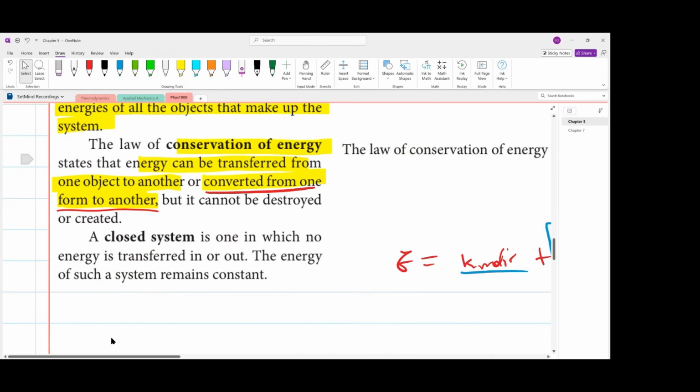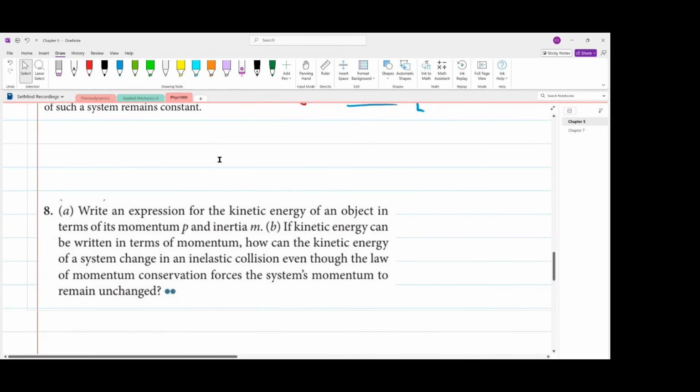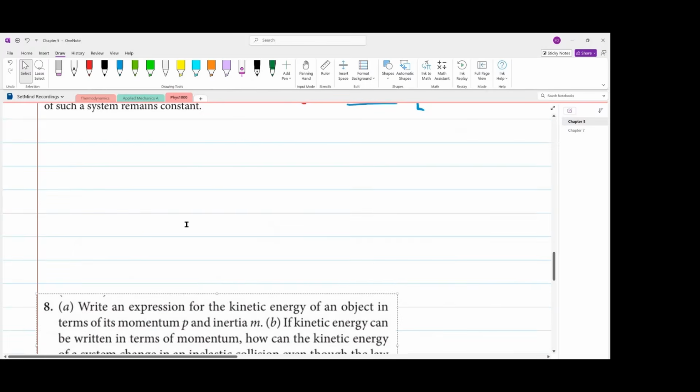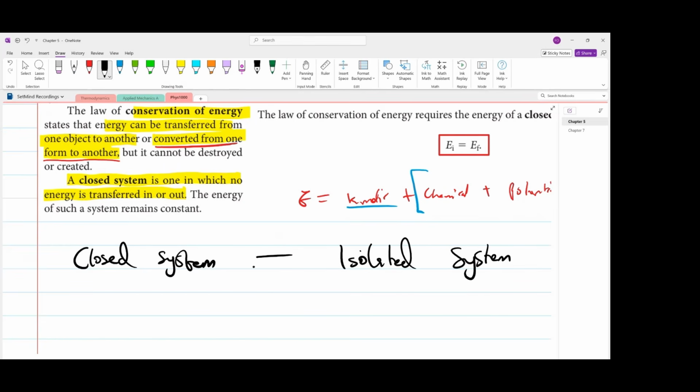Finally, we can look at a closed system. A closed system is one in which no energy is transferred in or out, so the energy of a closed system remains constant. Now make sure you understand that a closed system and an isolated system are not equal.